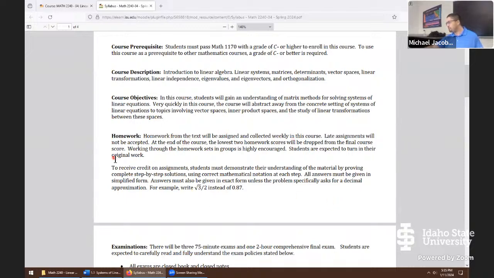And there's other good things we should mention here. Let's see. I put this as just a blanket statement on most of my syllabuses. So this statement here is probably less relevant for linear algebra. But it's just a statement for credit on homework. You have to show the step-by-step process, things like that.